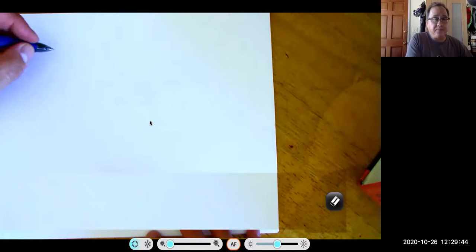Insoluble lead(II) bromide precipitates when the solutions are mixed. Yeah. Okay. So here I'm going to draw a quick picture.